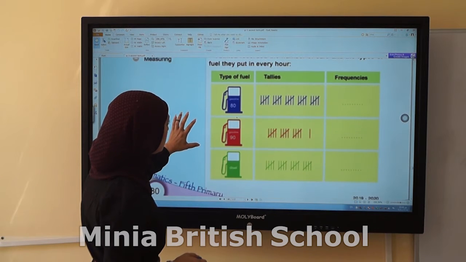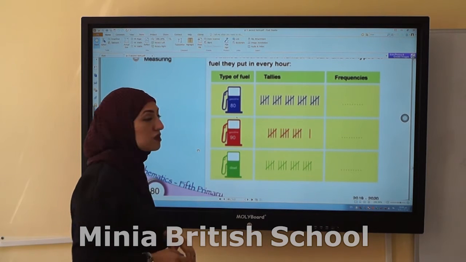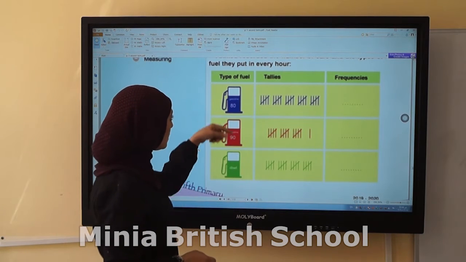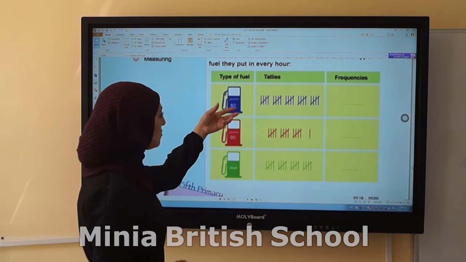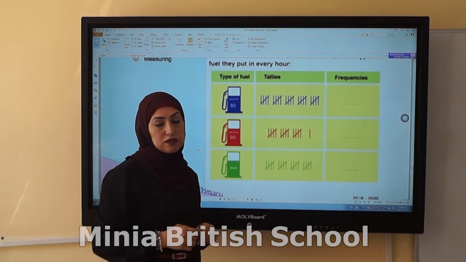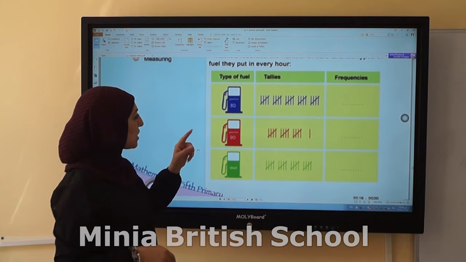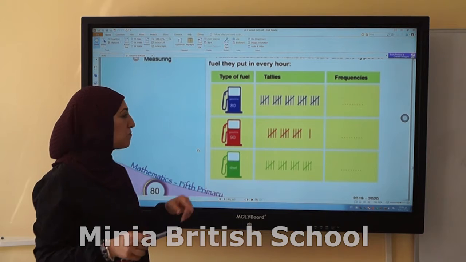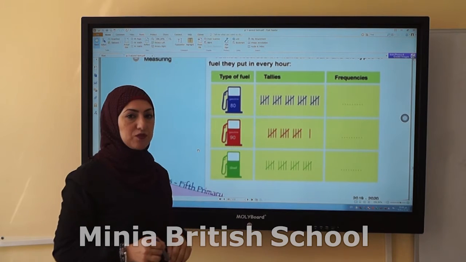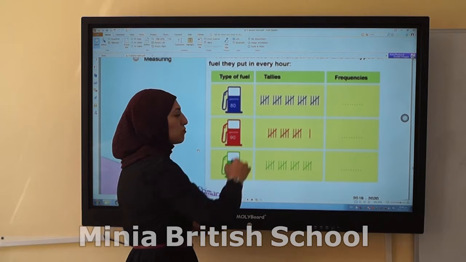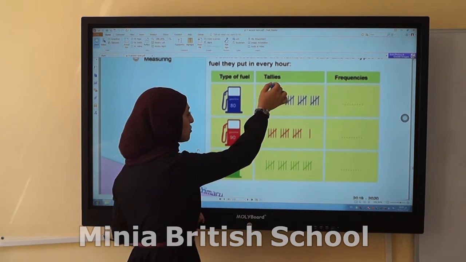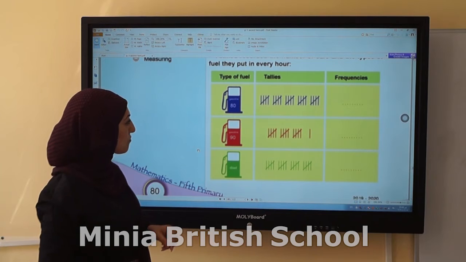Here, this table shows us the data which Ahmed collected. Here is the type of fuel, and this is the tally mark. This is the type to collect data, okay? Here, he notes that each car fueling 80, he put a mark. The second one, another mark. The third, the fourth, and the fifth, he closed them up.